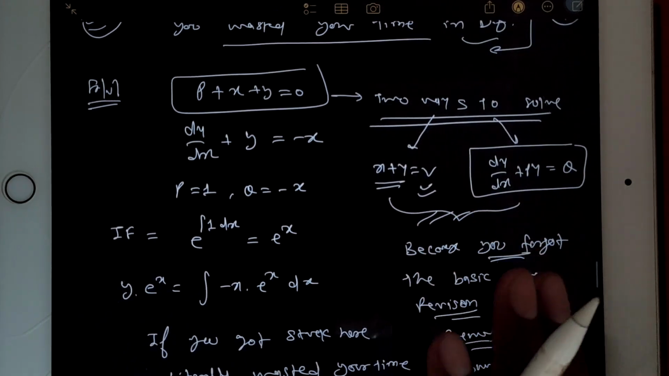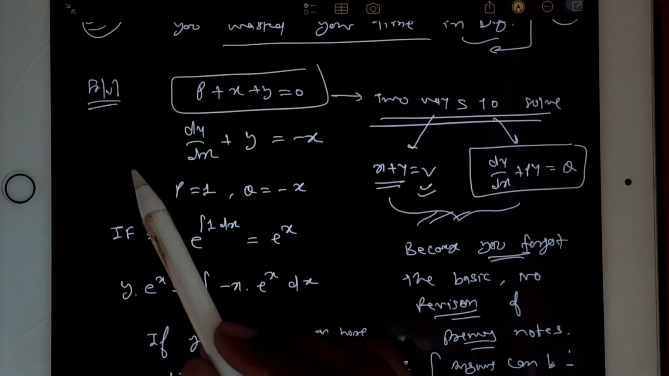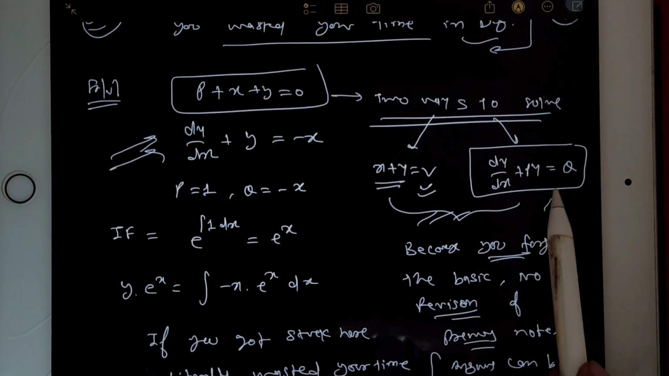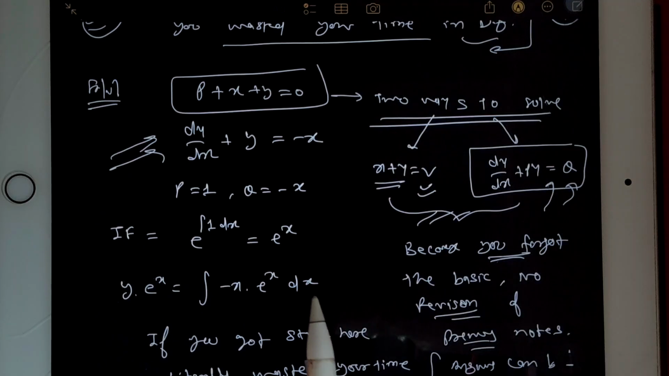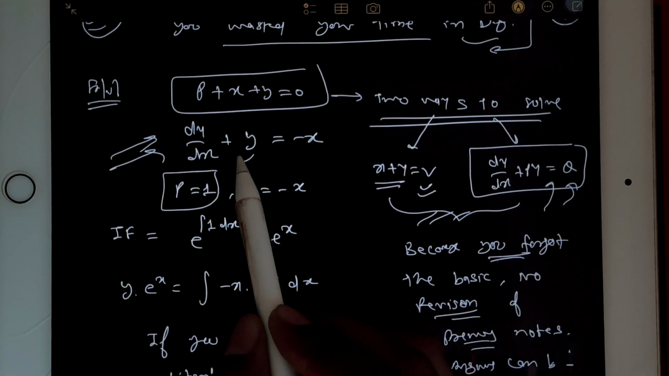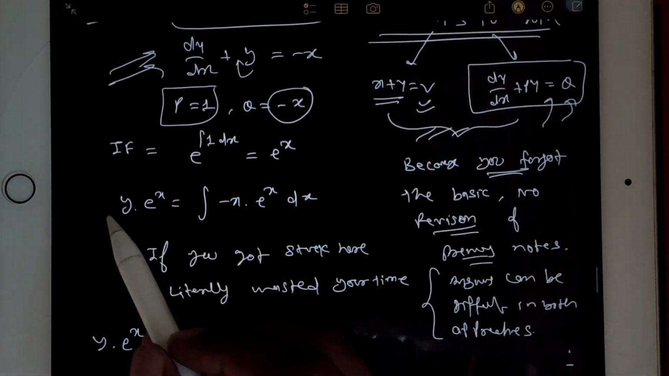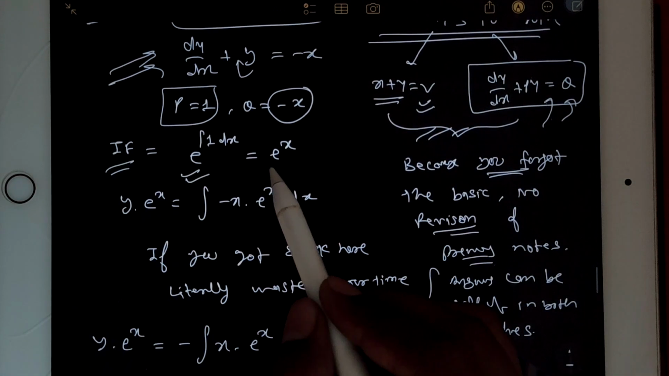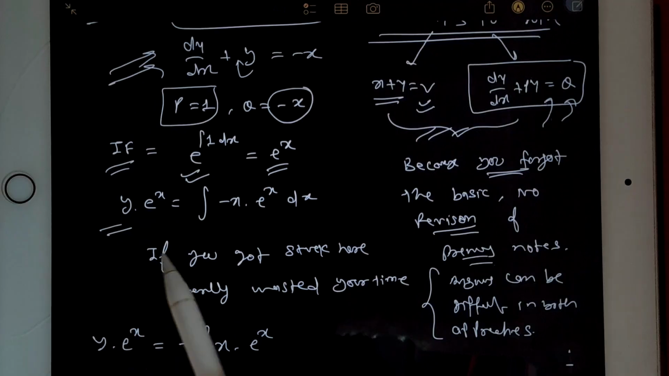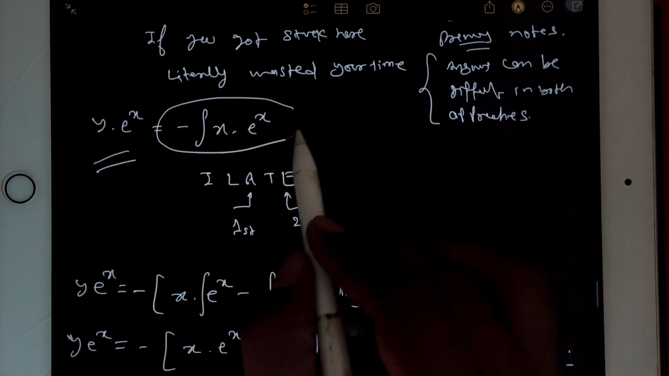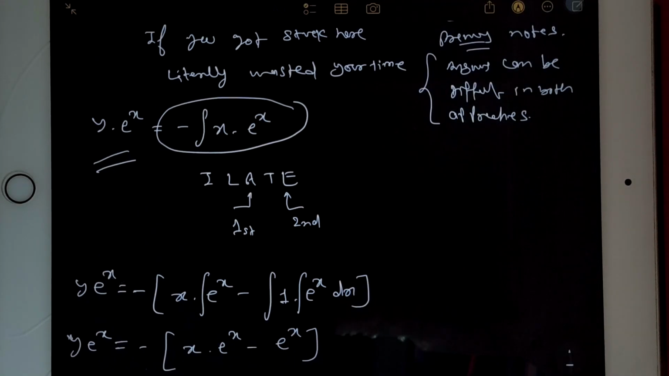So this is your term, but even though I have solved, first I have solved using the dy by dx plus py is equal to q format. So here p is 1, which is the coefficient of y, and q is minus x, and you know the integrating factor e power integral 1 dx, e power x something will come, and then you multiply the integrating factor. And then here also some students may get stuck because of lack of revision.